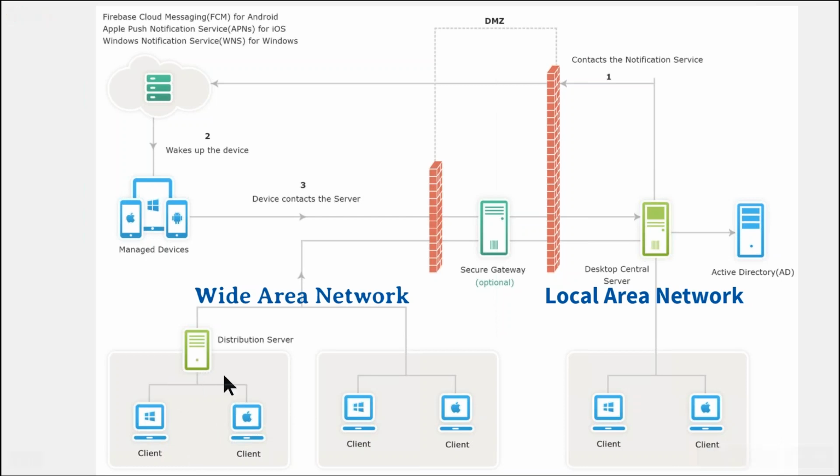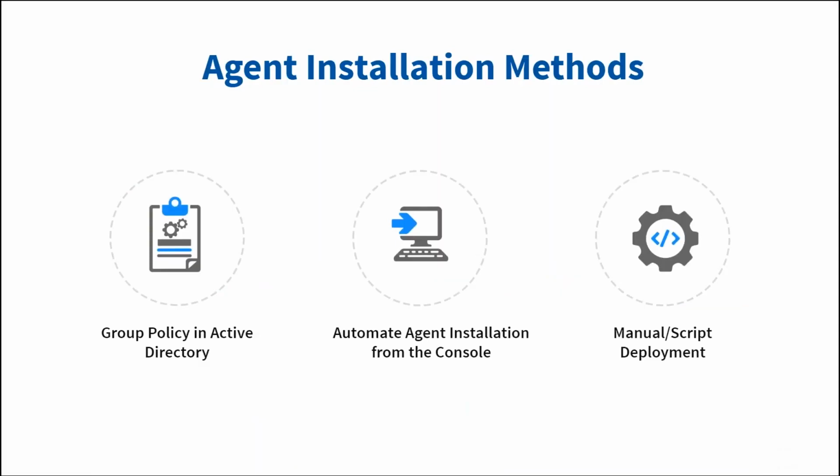So this is how it works. When I spoke about agent installation, Desktop Central offers three major methods. One is through your Windows Group Policy startup scripts. Another is that you can completely automate the agent installation from your Desktop Central console. And we also provide the manual or script-based deployment, where you can instantly download the installable, store it on a USB stick, or share it remotely in a network repository.